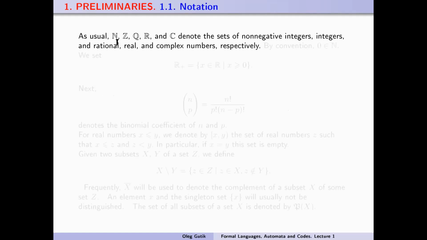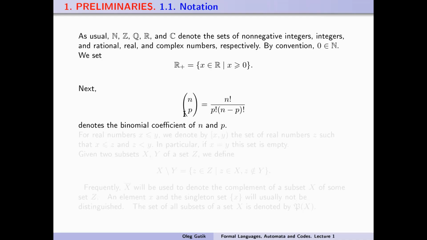Usually by N, Z, Q, R, and C we denote the sets of non-negative integers, integers, rational, real, and complex numbers, respectively. By convention, we assume that 0 is an element of N. Also, we put R plus, which consists of such real numbers x that x is equal or greater than 0.